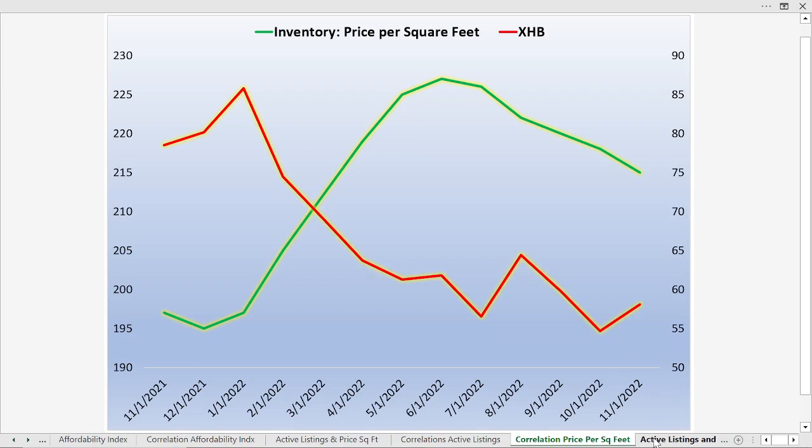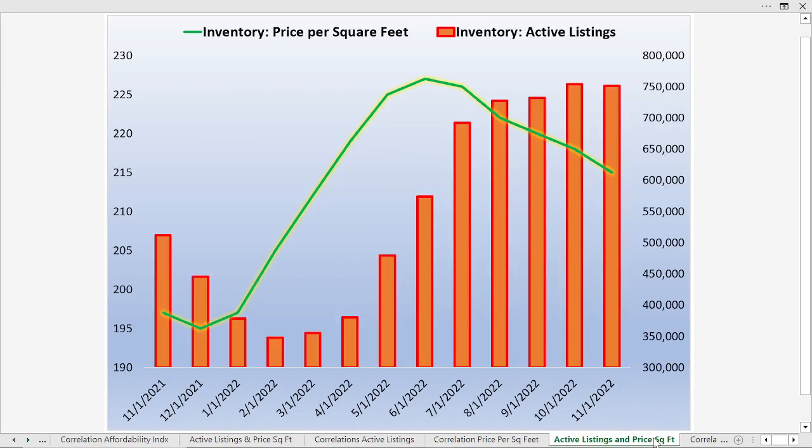However, here's some food for thought, and this is very interesting. The green line represents the price per square foot. The orange histogram bars represent the active listings. Now, both of these data sets we compare to the XHB, the Home Builder Index, and they both have a negative correlation. But what's the relationship between these two? If they both have a negative correlation to the XHB, they should move together. They should both move to the upside if the XHB moves down, right?